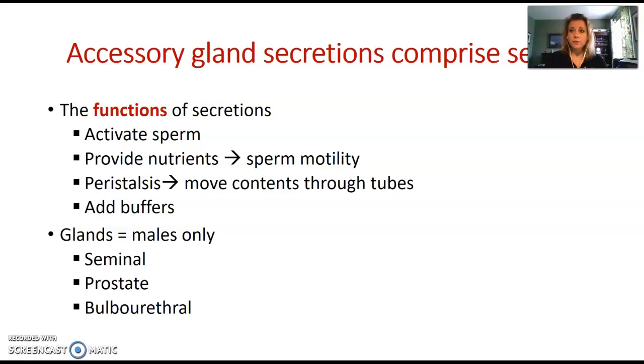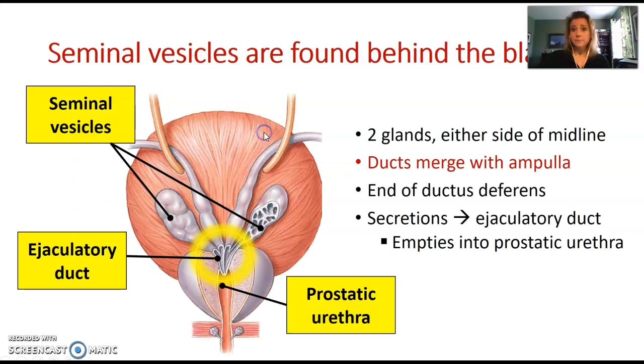They are also going to move their contents through tubes via a process called peristalsis, which is kind of like a squeezing motion that happens down the tube, like squeezing a toothpaste tube so that you can get the very last bit of toothpaste out from the very bottom of the tube. And then they're also going to add some buffers, which we'll talk about in a little bit. The glands that we're talking about are the seminal glands, the prostate gland, and the bulbo-urethral gland.